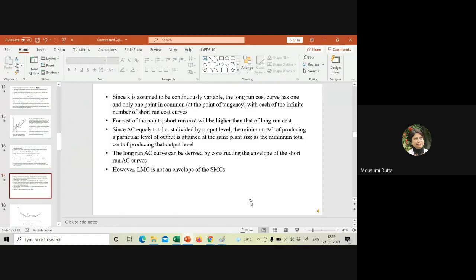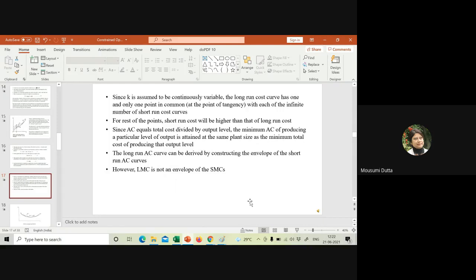Okay, so this is all about the envelope curve in terms of total cost. We can discuss the similar issue in terms of average cost as well, because average cost is nothing but total cost divided by level of output. So all the properties will be retained in the average cost function.